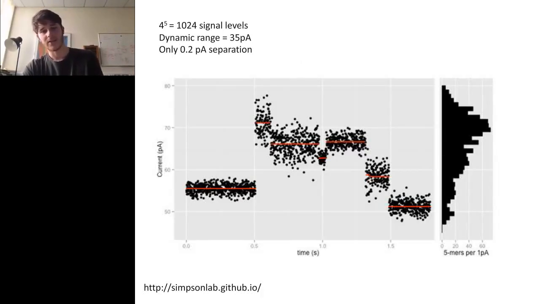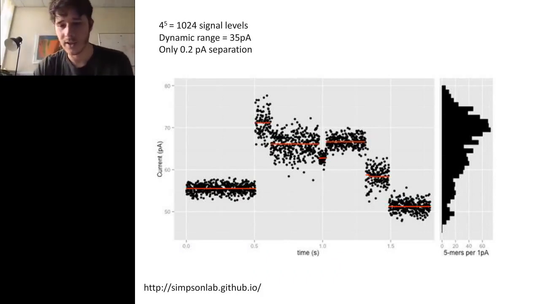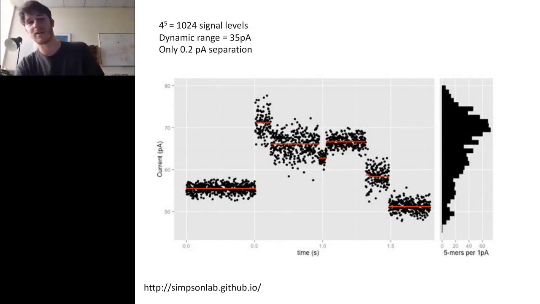So the actual sequencer is reading, or the chip underneath the flow cell is called the ASIC, and it's reading off what we call raw samples. It's actually sampling the current at 6,000 hertz, so 6,000 times a second. And each of these dots on this plot represents an individual sample.